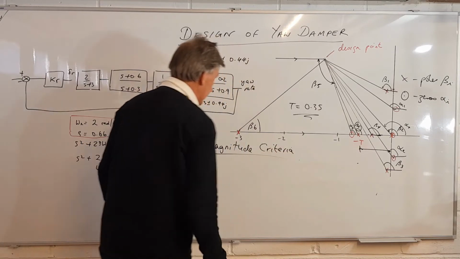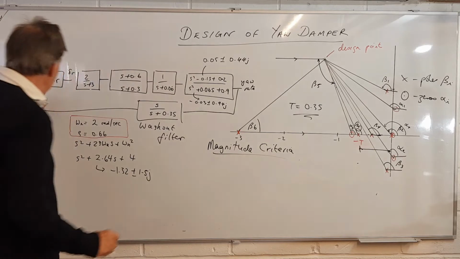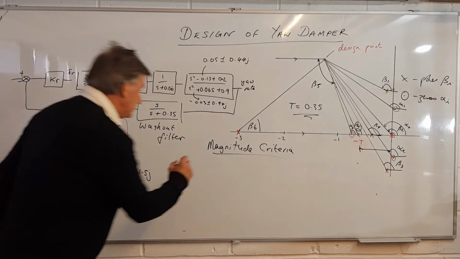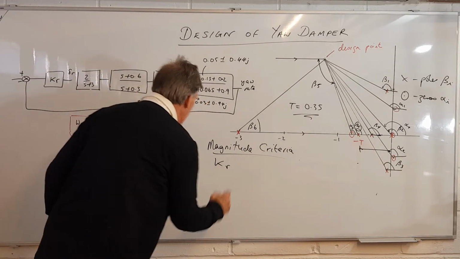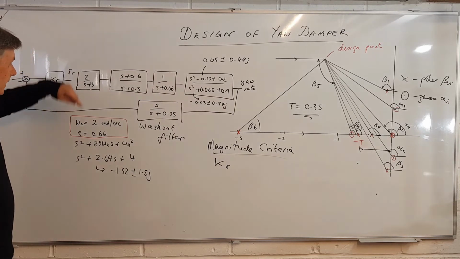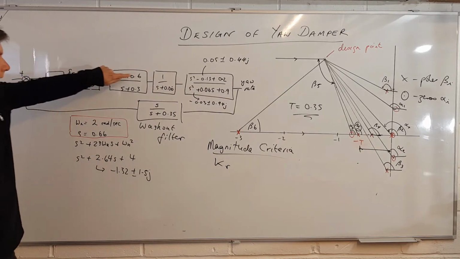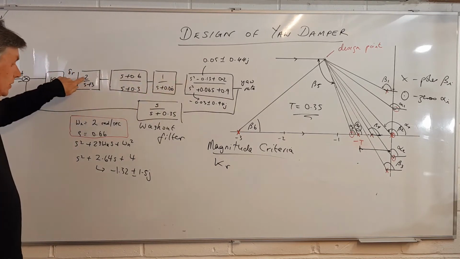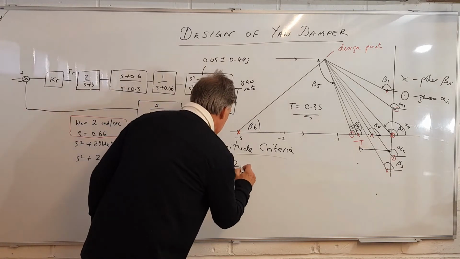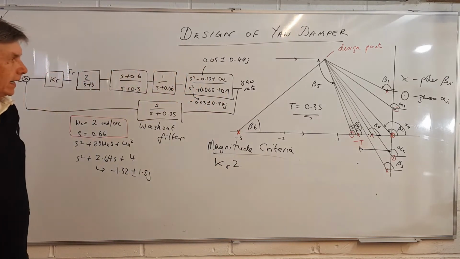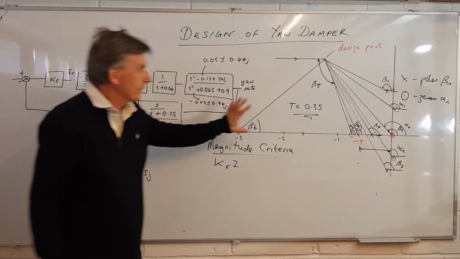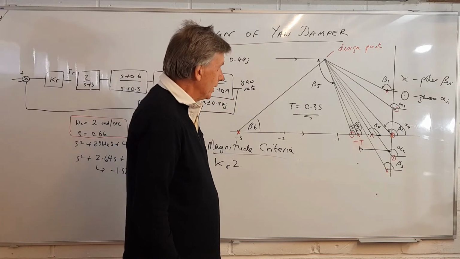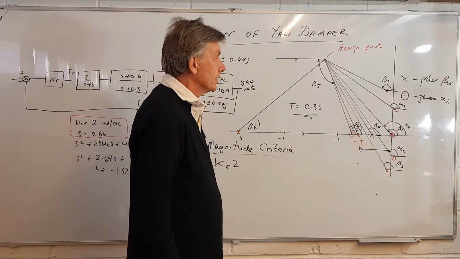And the magnitude criteria says that Kr multiplied by the forward loop gain, so we've got a 2 in there, a 1 in there, a 1 in there, and a 1 in there, so it's going to be 2. So Kr times 2 times, now we'll have to go back to this diagram and start measuring distances, not angles this time.